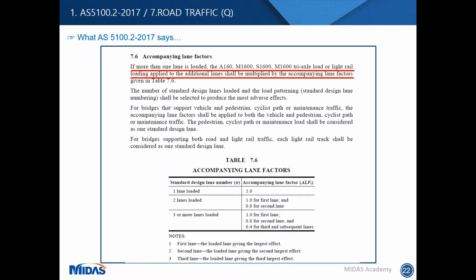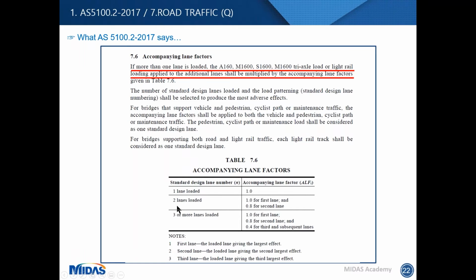And move on to the clause number 7.6. This is accompanying lane factors. If more than 1 lane is loaded, whatever the vehicle is, the additional lanes should be multiplied by this lane factor as given in the table number 7.6. So when only 1 lane is loaded, we don't need to care about this lane factor.